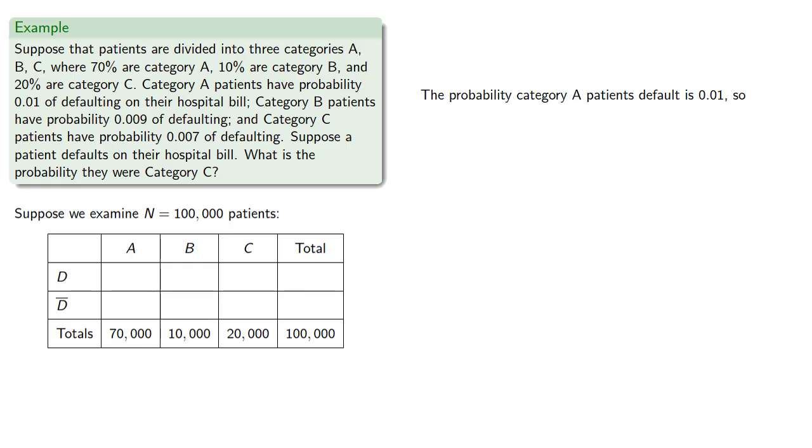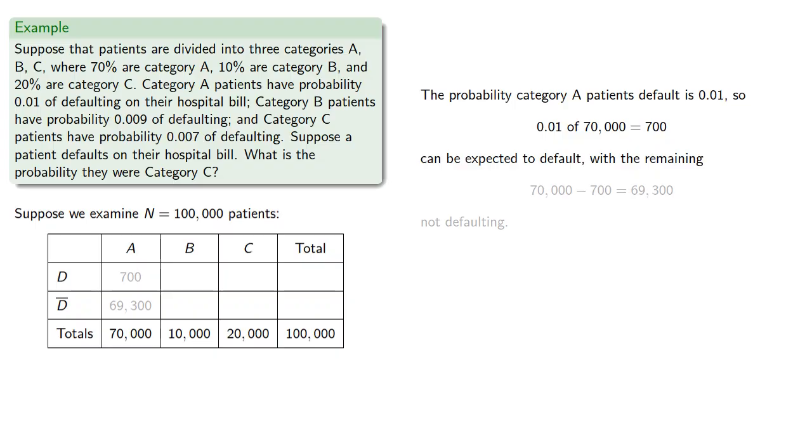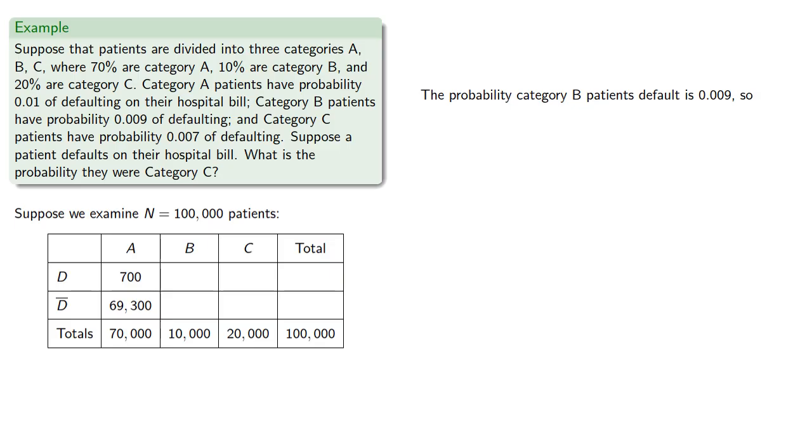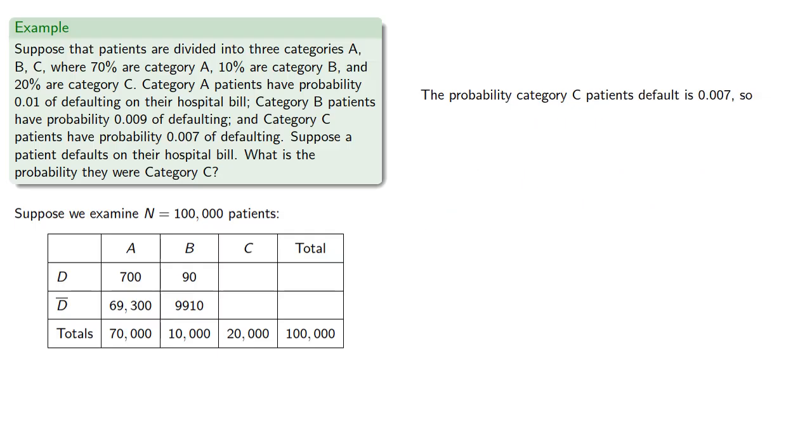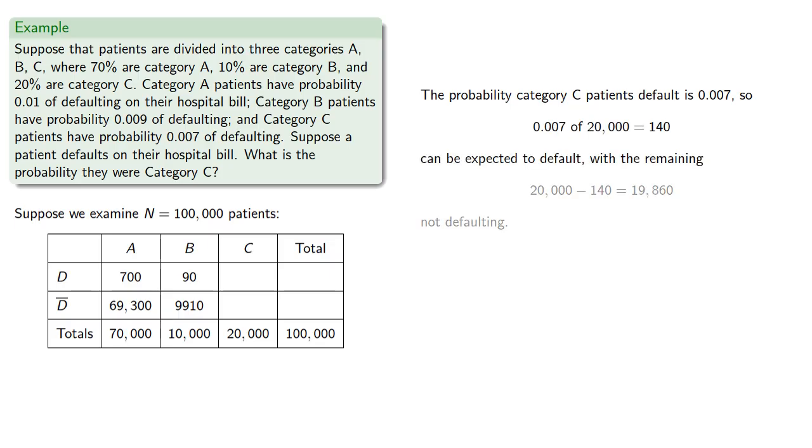The probability category A patients default is 0.01, so that gives us an expected number to default, with the remaining patients not defaulting. Likewise, for the category B patients having a probability of default of 0.009, we have an expected number to default, with the rest not defaulting. And finally, for the category C patients, we have the probability of default, so we can expect a certain number to default, with the rest not defaulting. And we can extend our totals to the number of patients who defaulted and the number who did not.